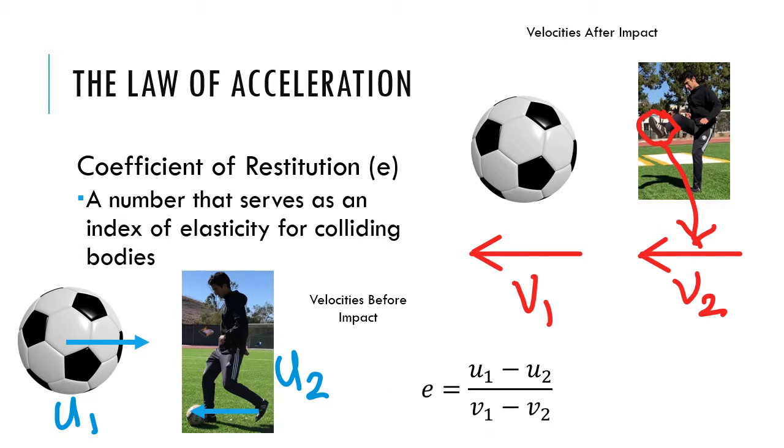The coefficient of restitution is a number that serves as an index of elasticity for colliding bodies. According to Kellis and Katis et al. 2007, past literature has suggested that a change in the coefficient of restitution from 0.5 to 0.6 would lead to a 10% rise in ball speed.